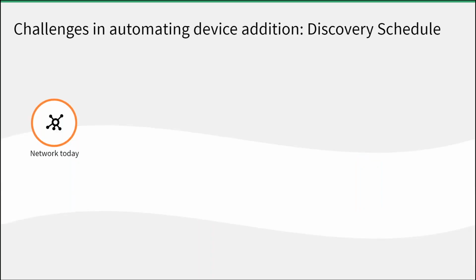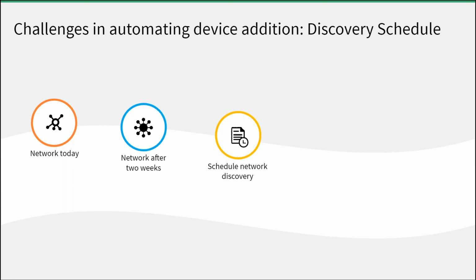One last challenge I'm talking about here is automating your device addition by scheduling the discovery. Every organization is growing day by day. Today we see a network with a very limited number of devices, but in a couple of weeks or months, your network will definitely have grown. Do those devices really need to be added manually every time a device is introduced into the organization? That can even be scheduled for a network discovery, and this would automatically take care of it.